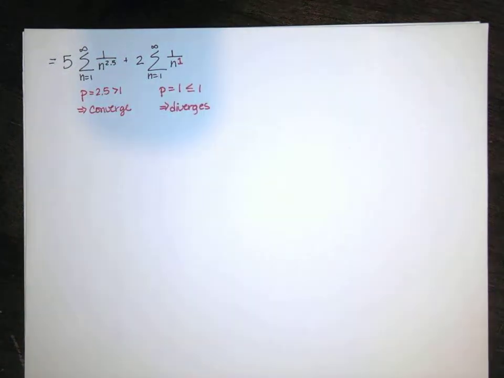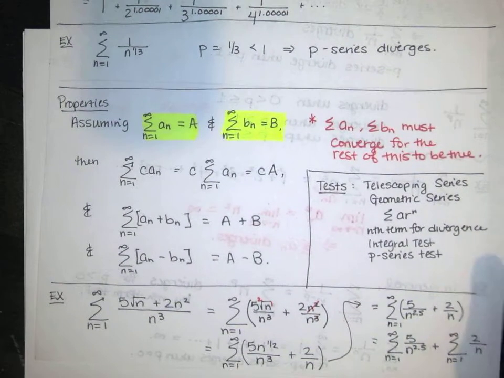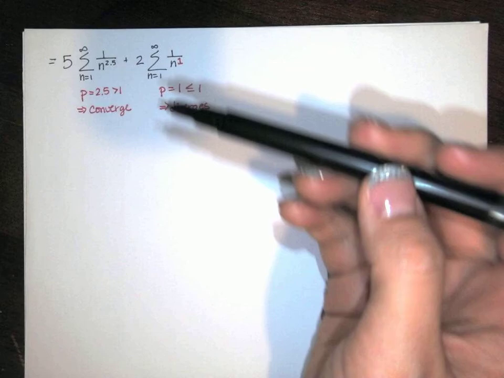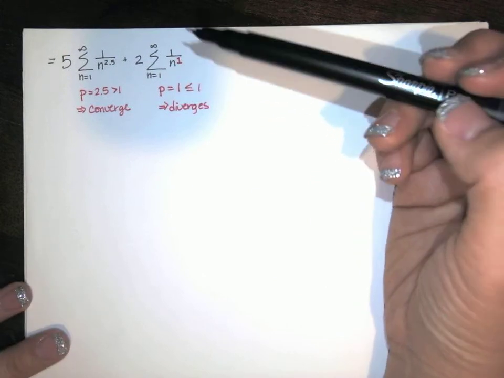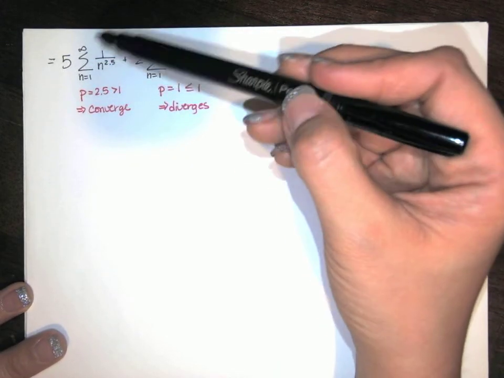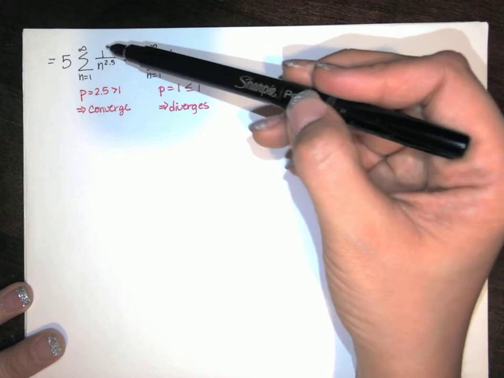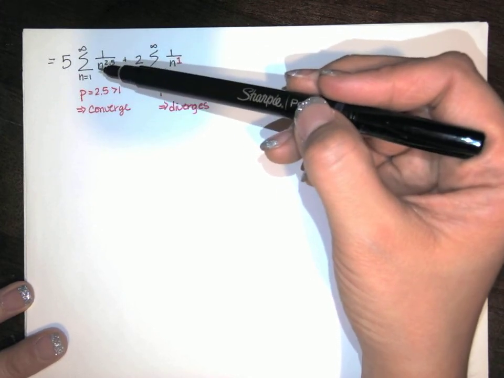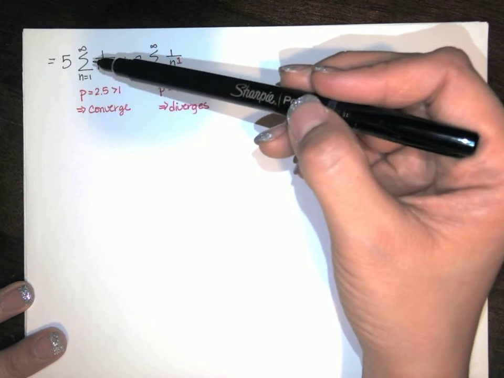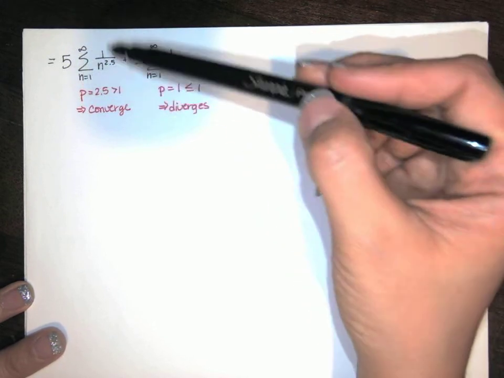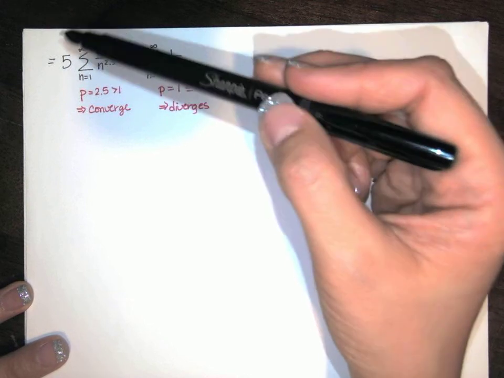Now here is the deal. It's not listed on our properties over here. Our properties only hold if both of these converge. But this, what I'm about to say, is also true. If this converges, I'm going to add all of these up. I'm going to get a number. Since all these numbers are positive, I'm going to get a number that's positive. So I add these up and I get, let's say 17, and then I take 17 and I multiply it by 5, and then that's the limit of this part, or that's the sum of this part.